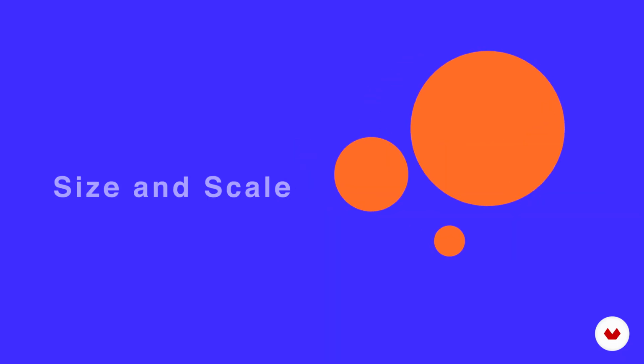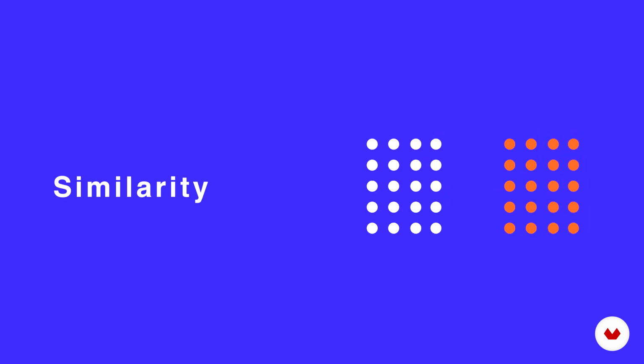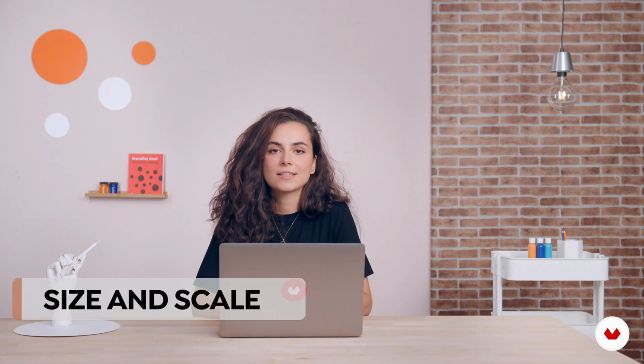In this lesson, we are going to talk about some basic principles of design and layout that can be applied to any visual. We're going to talk about size and scale, color, contrast, as well as the principles of similarity and proximity. First, let's talk about size and scale.